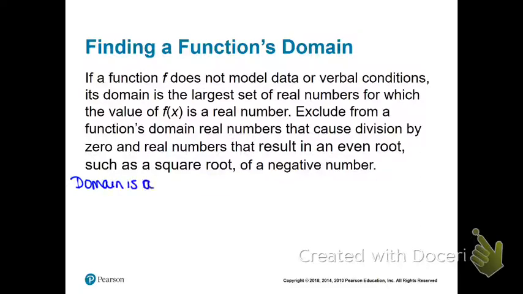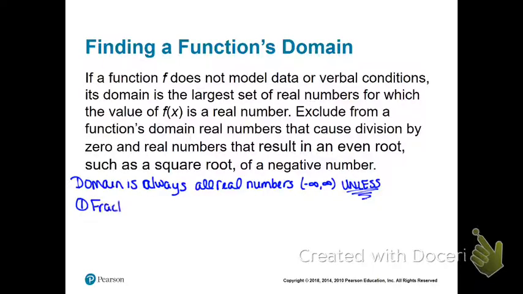is always all real numbers, which we show as negative infinity to infinity unless. Now, it has to have one of these restrictions not to be negative infinity to infinity. The first one is if we have a fraction with x in the denominator. Okay, because remember with a fraction, our denominator cannot equal 0.